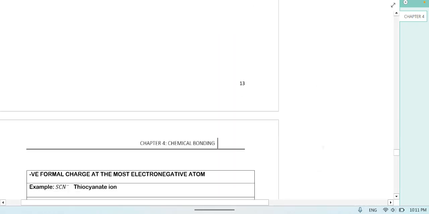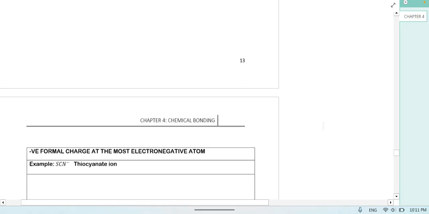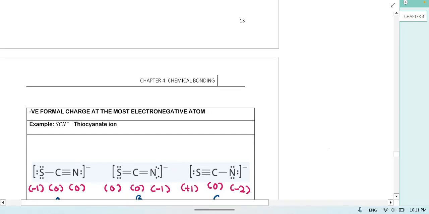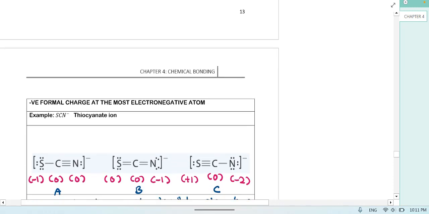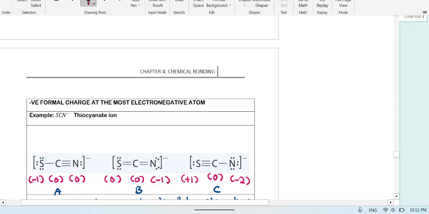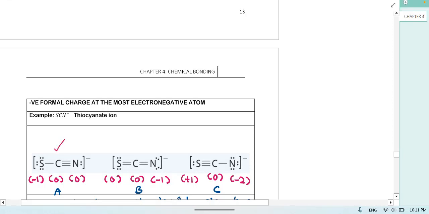Next one. Negative formal charges should be on the most electronegative atom. I already drew the Lewis structure and I already calculated formal charges. First you need to look at atoms with zero formal charge. Structure A, 2 atoms with zero formal charge. We want to consider that one. Structure B, 2 atoms with zero formal charge. Structure C only has 1 atom, so I don't want to consider this one.